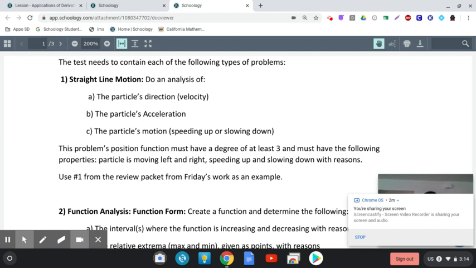So this problem has a position function that must be a degree of at least 3. Keep that in mind, and you have to make sure that the function has a particle moving left and right. It speeds up and it slows down, and you give a reason as to why that's happening. It says to use number 1 from the review packet from Friday's work as an example. So let's reference that.